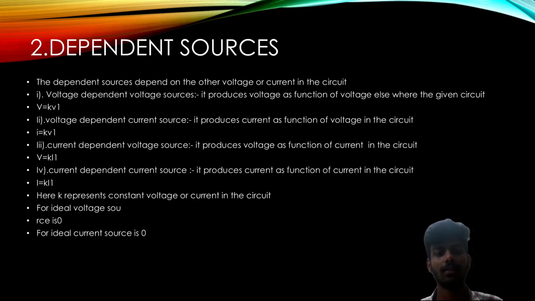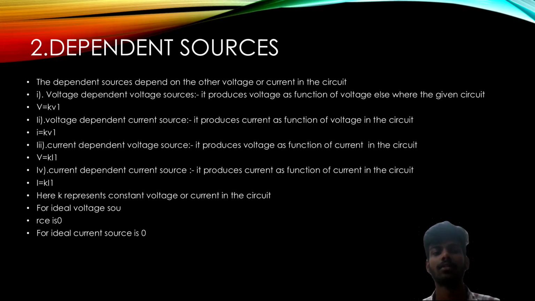Current dependent voltage source. It is also the same. It produces voltage as a function of current. As the current varies, it produces voltage accordingly. Next, current dependent current source. It produces current as a function of current in the circuit. As another current behaves, it depends on that current. I equals K into I1. These are the four types of dependent sources.